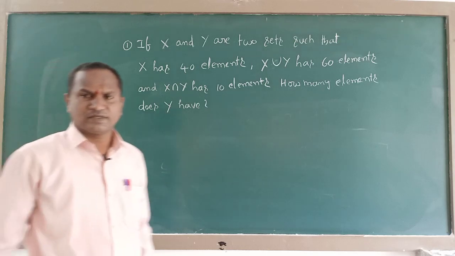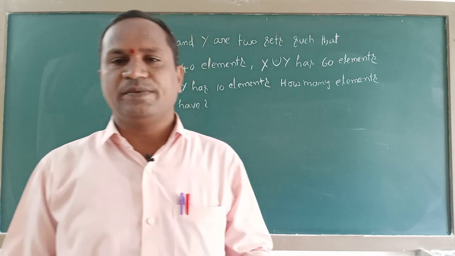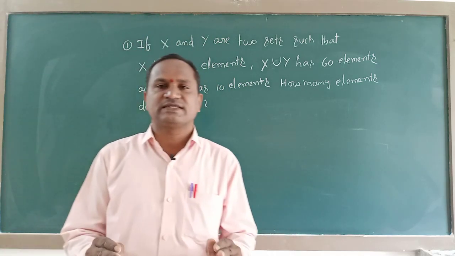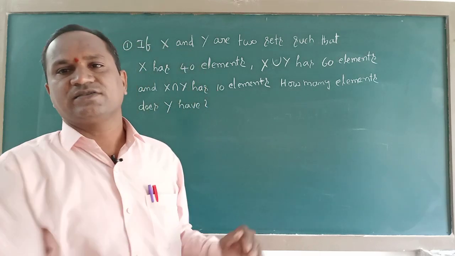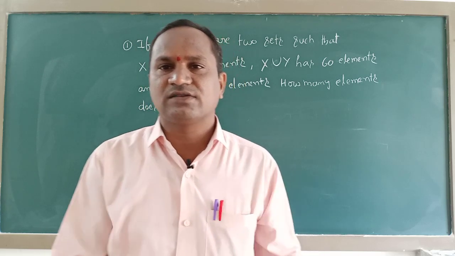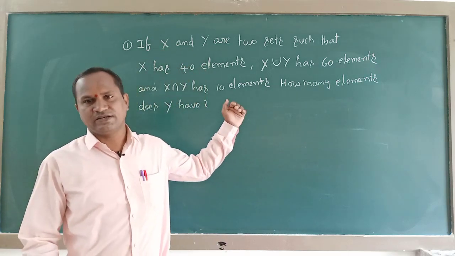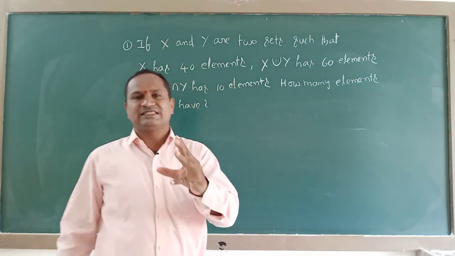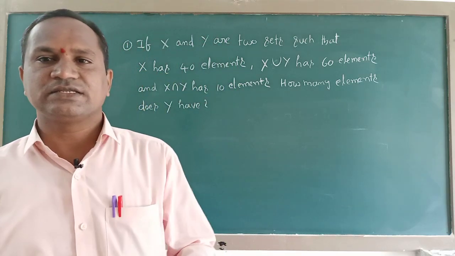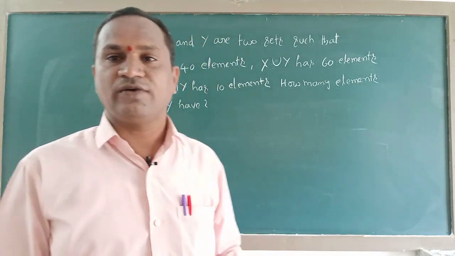Here they have given two sets x and y, and separately for x they gave the number of elements, and for the union of those sets they also mentioned the number of elements. At the same time, commonly for the sets x and y, they gave the number of elements in x intersection y. With the help of all these 3 known values, we are going to find the unknown value, that is, how many elements the set y has.